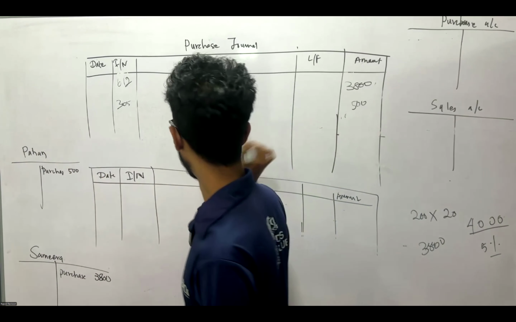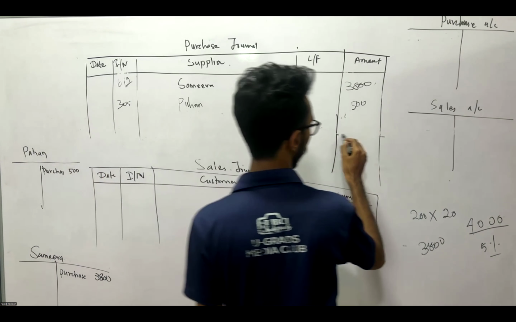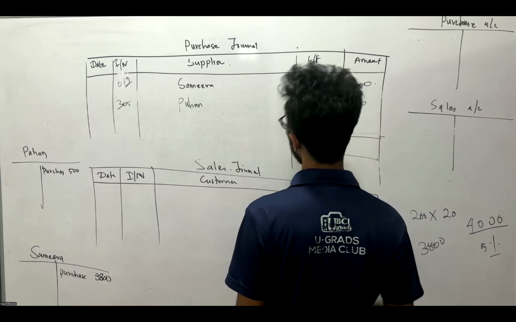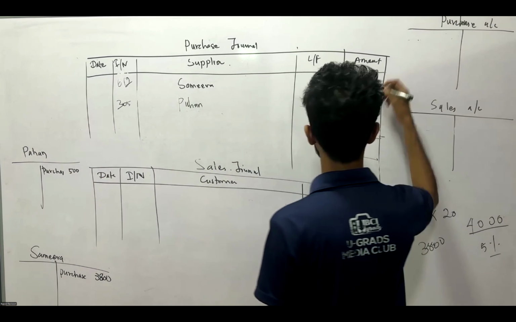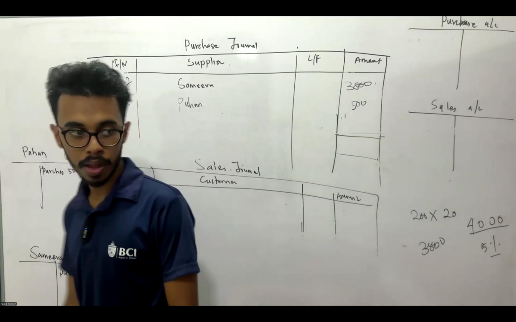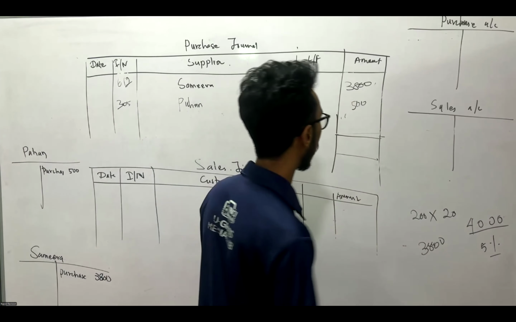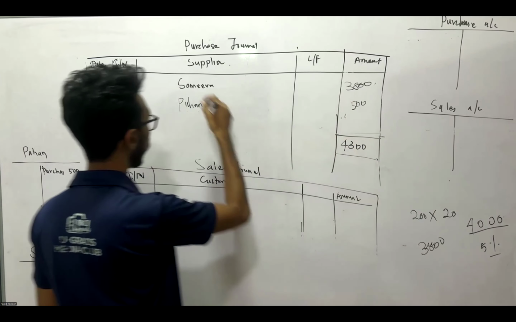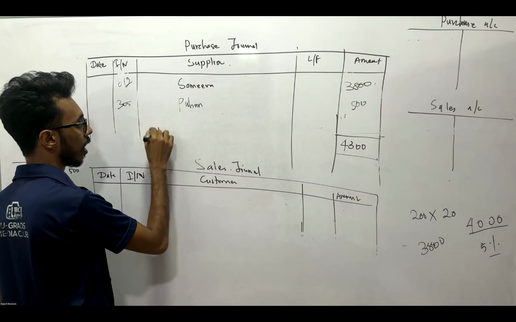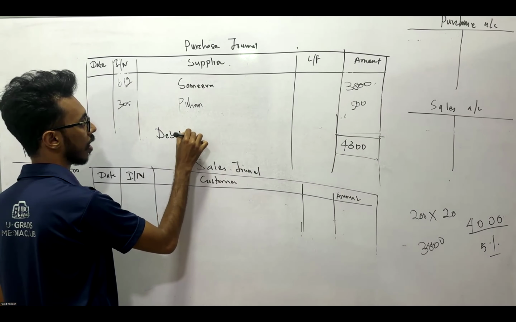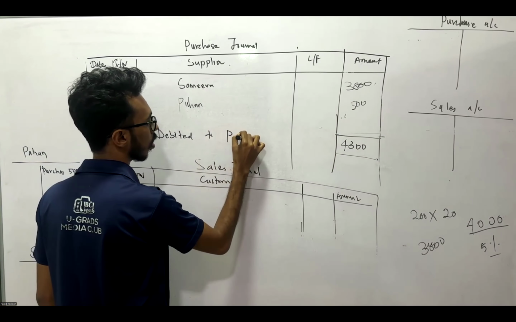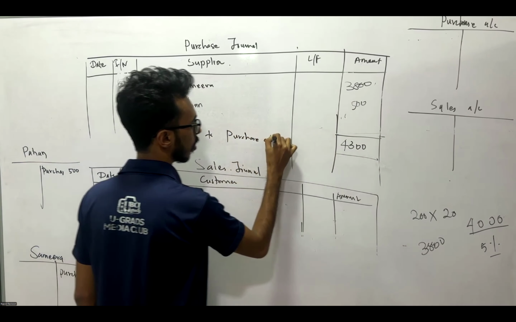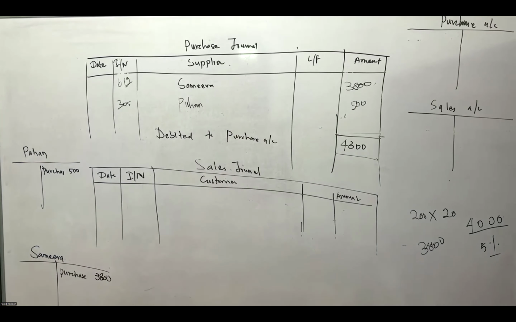Now what you have to do is take the total of these two. That is 3,800 plus 500, that will become 4,300. So 4,300, since it is the purchase account, this will be debited to the purchase account.